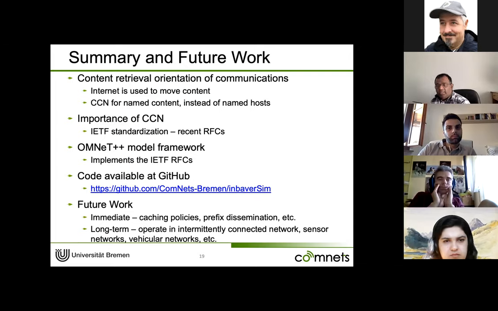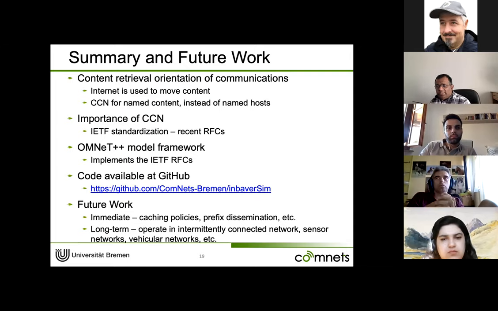And prefix dissemination. Giovanni, you asked this question. There are no standards yet, only proposals of how these prefixes are made known in the whole network. How do you do that? Do you have a messaging mechanism, or what do you do? There are many proposals. So we want to bring our model framework up to date with the best policies of caching, prefix dissemination, and managing the PIT and so on, right? These are some of the immediate things that we are looking at.